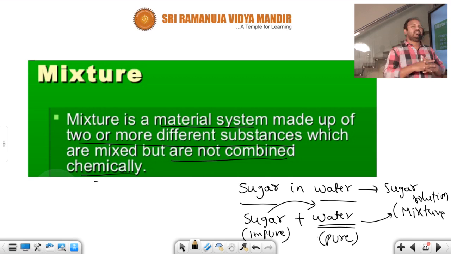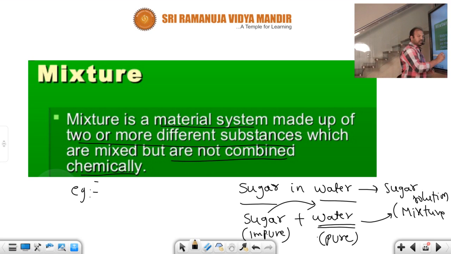They will just mix with each other. They never lose their properties individually. That is an important property. So when salt dissolves in water, salt solution will be there. The salt solution exhibits both the properties of water as well as the properties of salt. Here no new substances are formed. That is called a mixture.